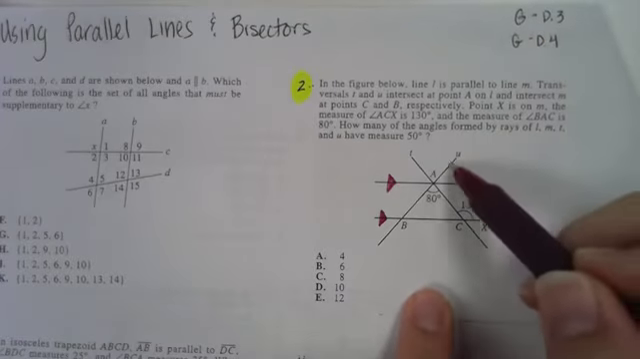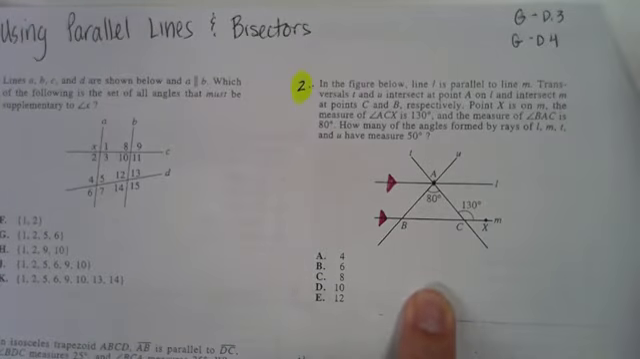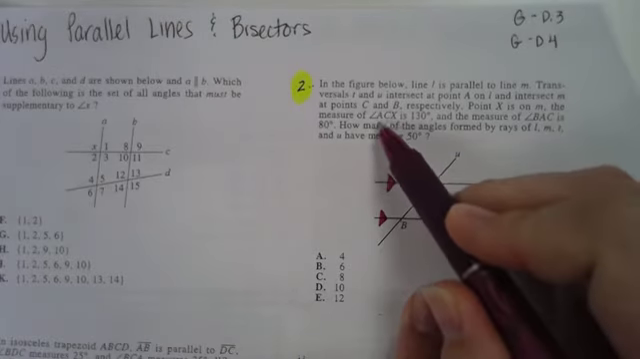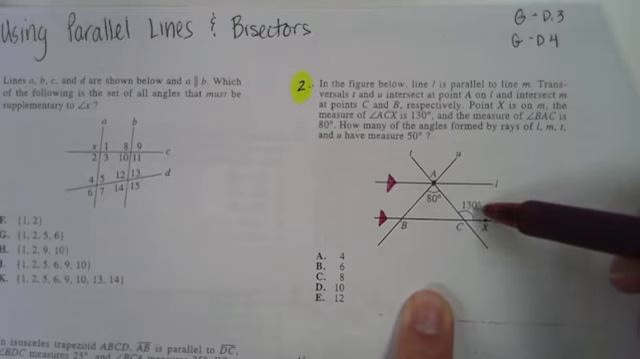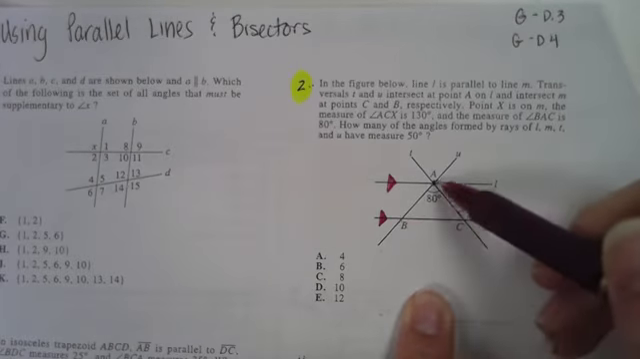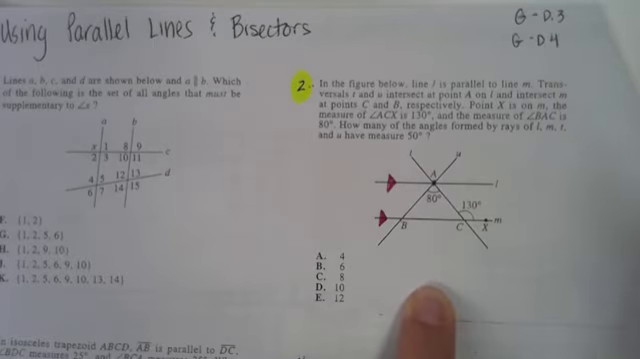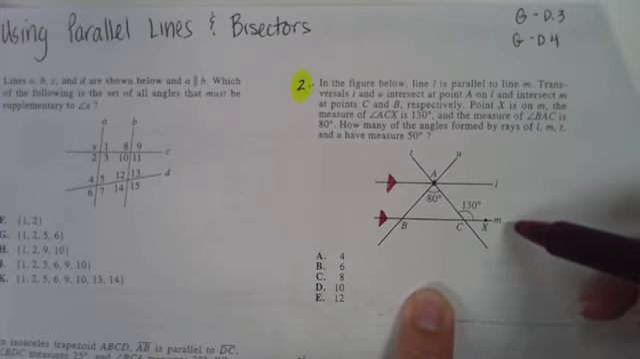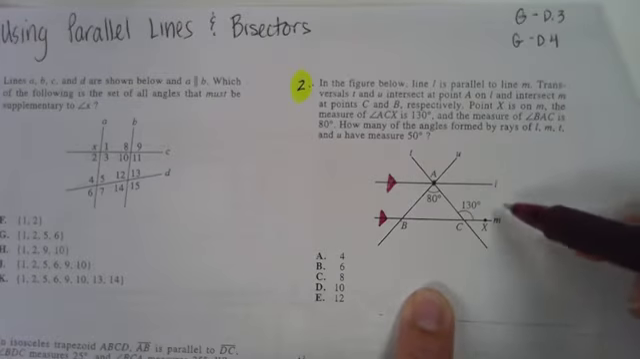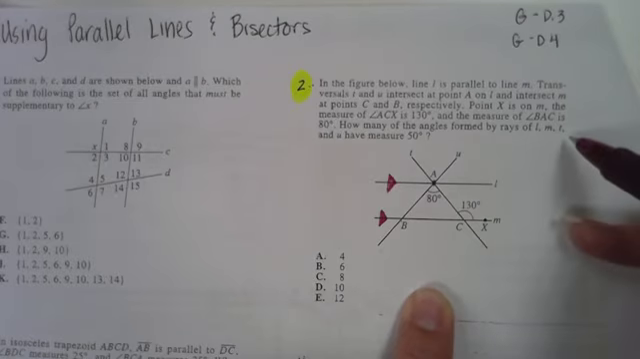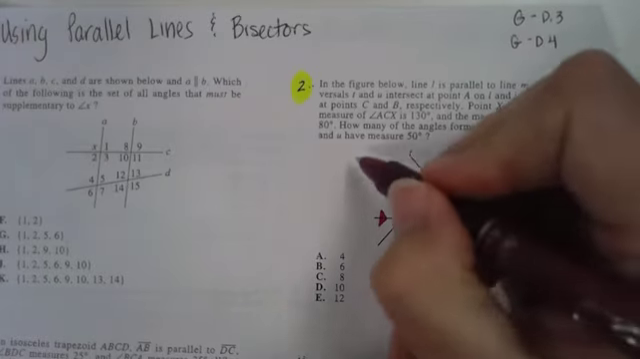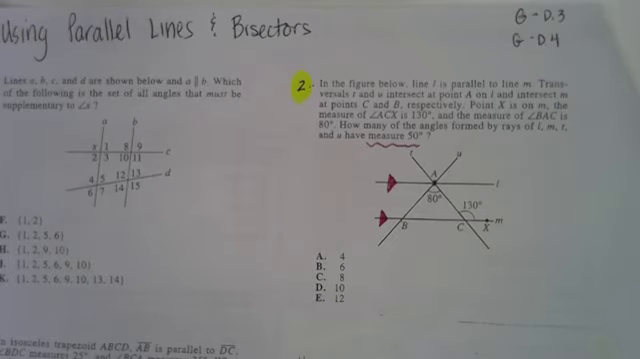Transversal T and U intersect line L at point A and line M at B and C respectively. Point X is on M. The measure of angle ACX is 130 degrees. And the measure of BAC is 80 degrees. The question is, how many of the angles formed by lines L, M, T, and U, by all the lines there, have measures of 50 degrees? So looking at this entire figure, how many angles have measures of 50 degrees?